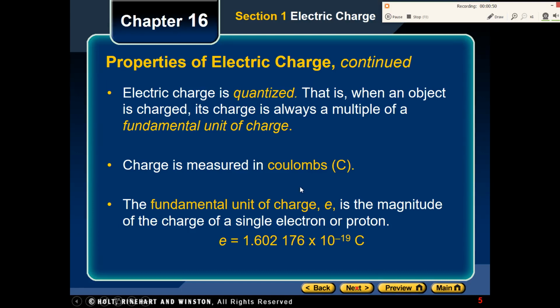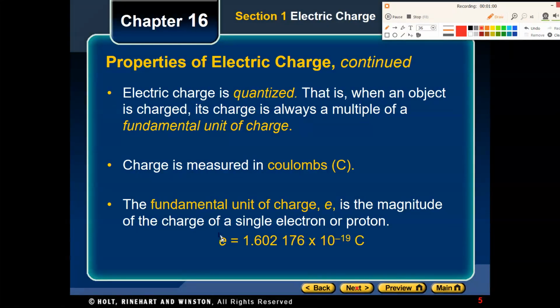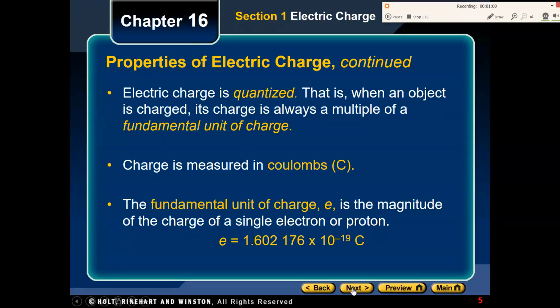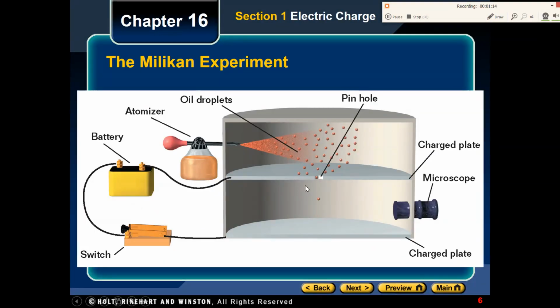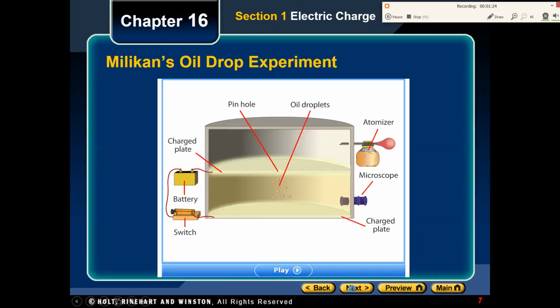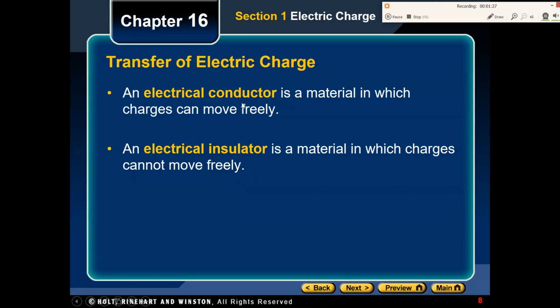And the unit of charge is the coulomb. The charge of an electron or proton is a very small number, only about 10 to the negative 19th coulomb. We also talked about the Millikan experiment. You can review the section 1 video to see how the Millikan experiment is used to figure out the charge of the electron.